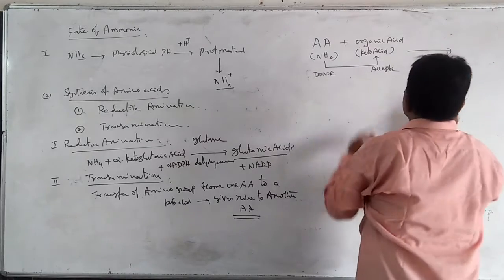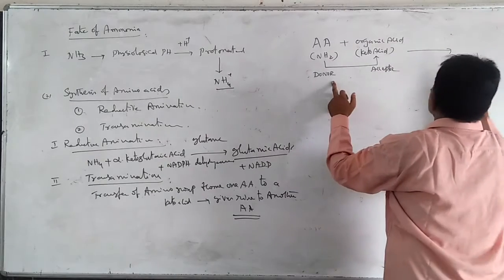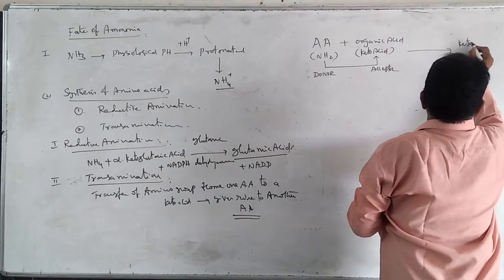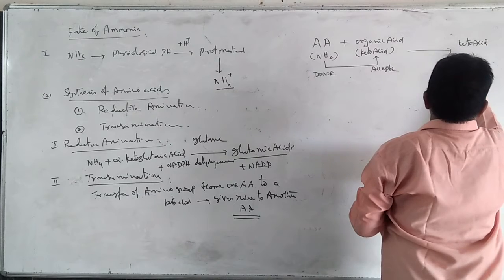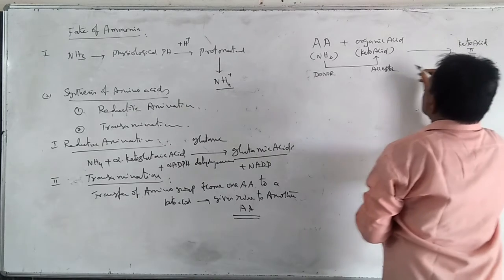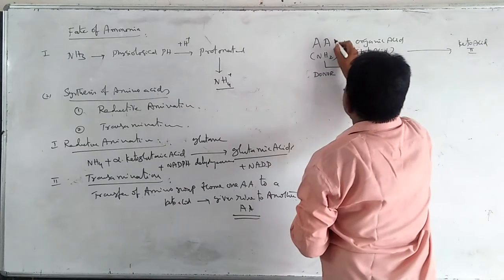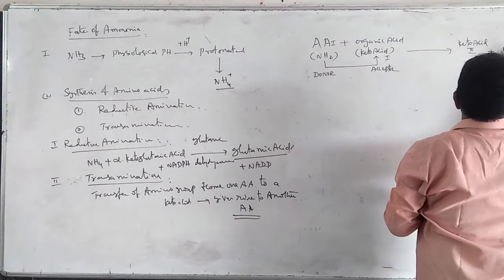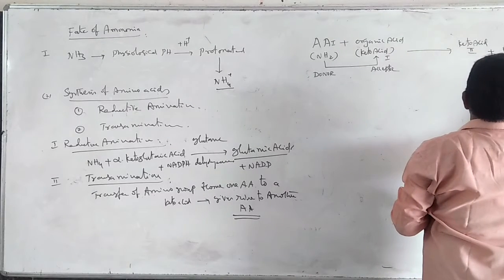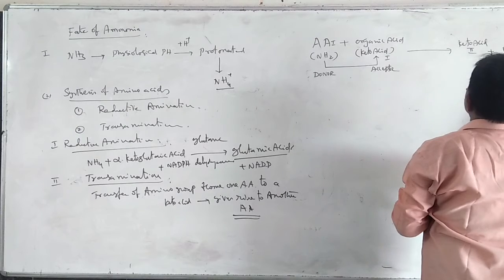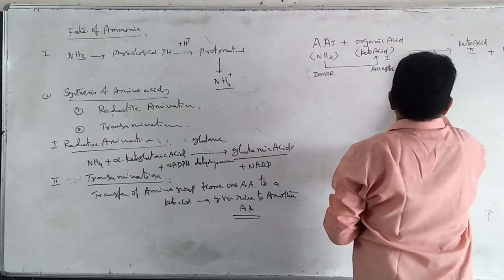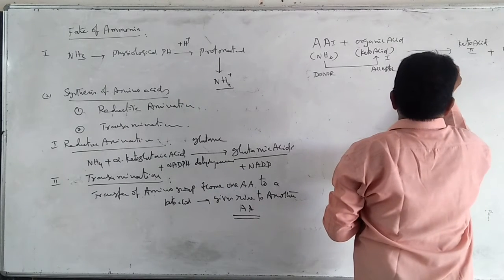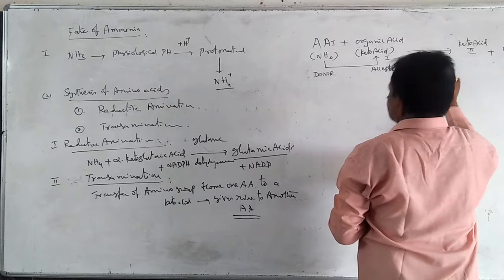And by this process, a new keto acid is formed. This is keto acid 1, amino acid 1. Keto acid 2 is formed along with the formation of another amino acid, amino acid 2, by means of an enzyme called transaminases.